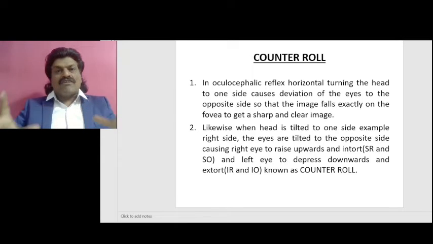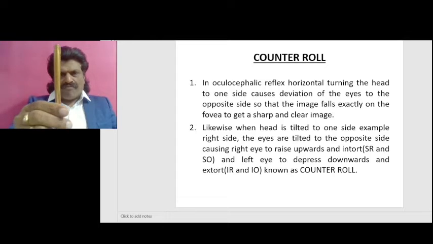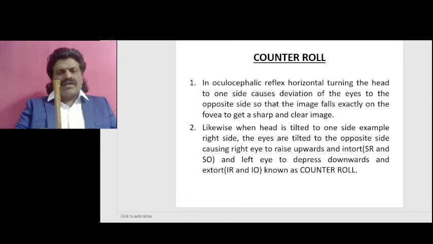The counter role is a physiological mechanism. It is not pathological, it is physiological. But what exactly is counter role? To understand that, we first try to understand the oculocephalic reflex. Imagine there's an object in front of me, a pen. When I look at the object pen, it goes onto my macula and the image is very sharp. So the primary objective of ocular movement is to keep the image sharp by focusing it onto the macula.